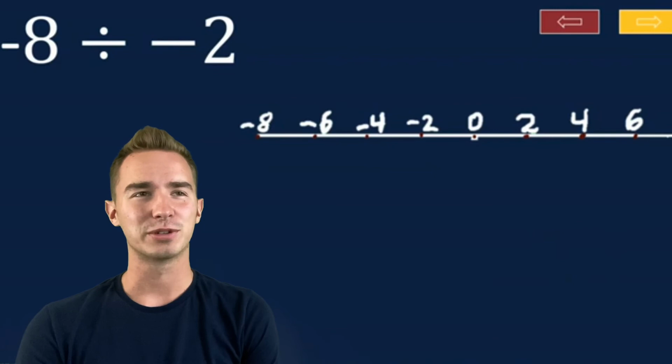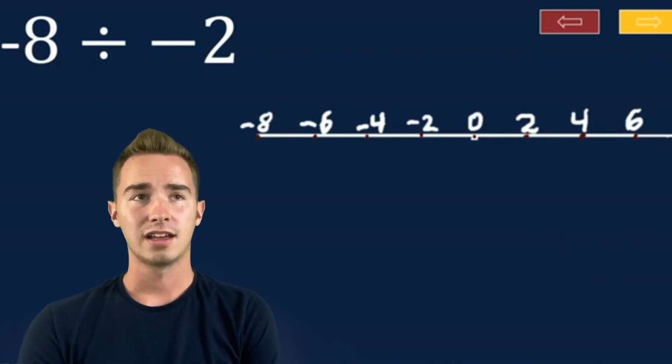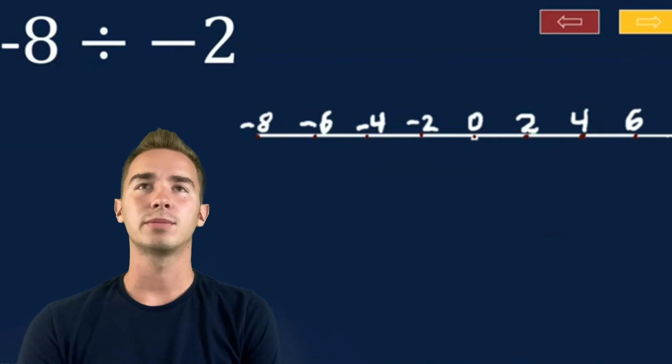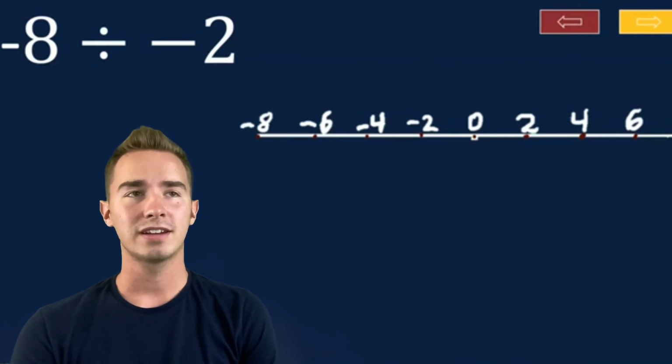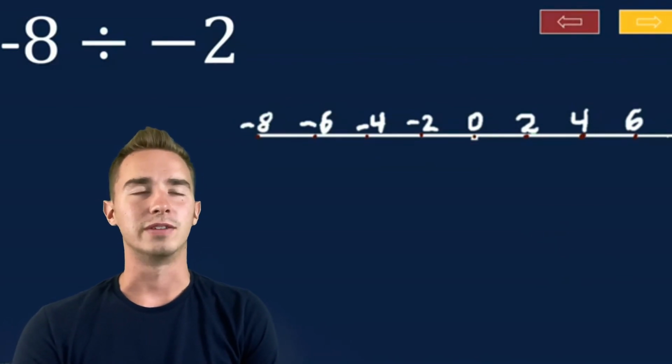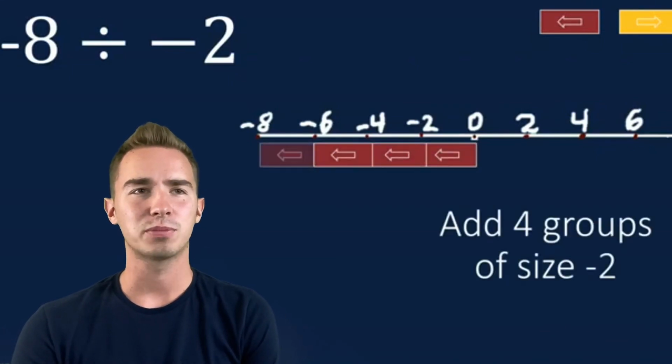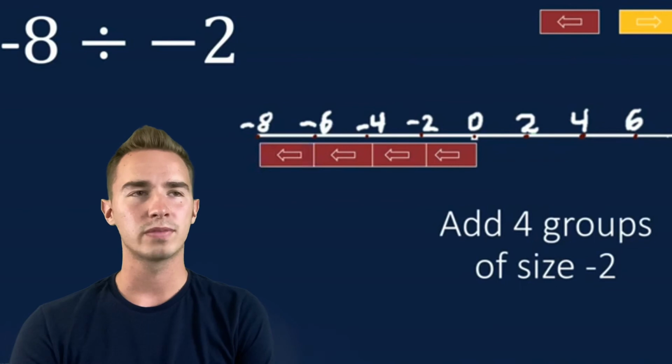Okay, how many groups of -2 do we need to get to -8? Well, it's similar to the very first example we had. We know 4 groups of -2 gets you to -8. Put that down. Oh yeah, arrow's pointing the right way. Add up 4 of them. Boom! Add 4 groups of size -2.